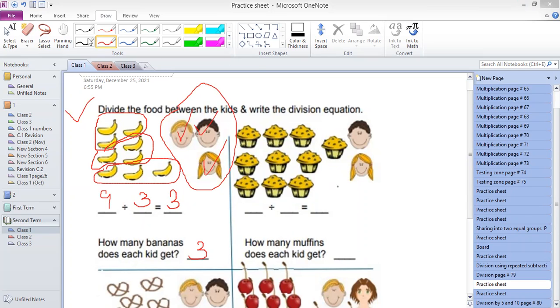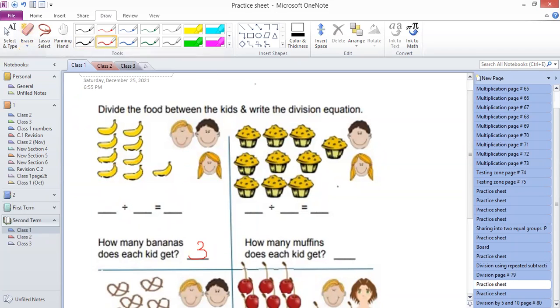Okay, Anas Ayman, please answer this one. Distribute the cakes. 1, 2, 3, 4, 5, 6, 7, 8, 9, 10. 10. Okay. Divide into 2 kids. Each will get? Yes, 10 divided by 2 equals? 5. Very good. All right, guys.